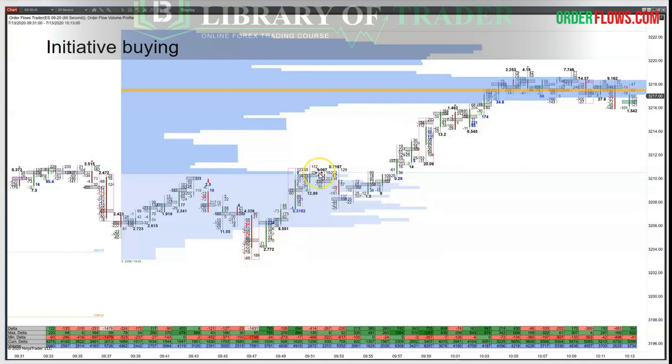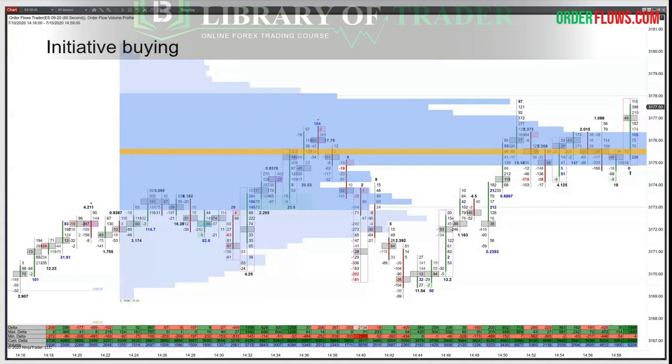By the time it comes back up here, going sideways, and you see this initiative buying in this bar, which is basically all the offers being lifted, you're getting long here, 32.10. Then it moves up, makes the vertical move up to a new horizontal area up here around 32.17.